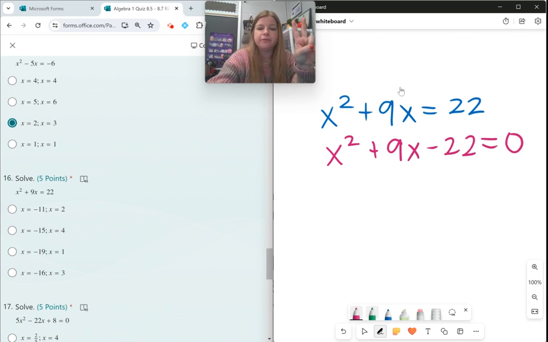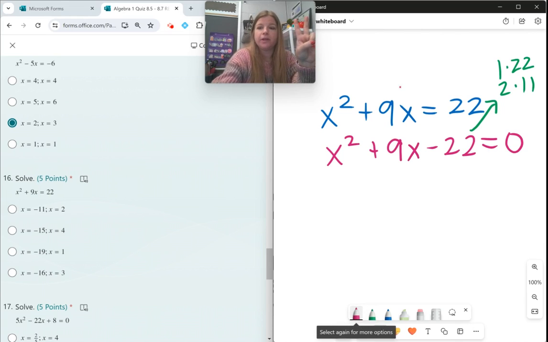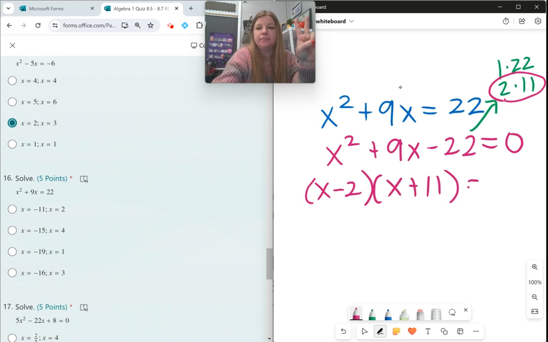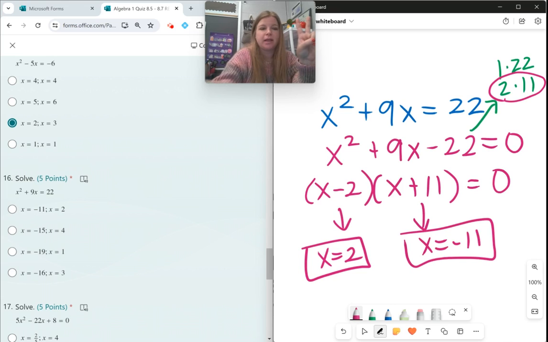Step 2, factor. Factor pairs of 22 are 1 times 22, 2 times 11. Which one are you going to get a positive 9 out of? Hopefully you're thinking 2 and 11. So it would be a -2 and a positive 11. And then if I have x minus 2, my first solution is 2. X minus 11, my second solution is -11.